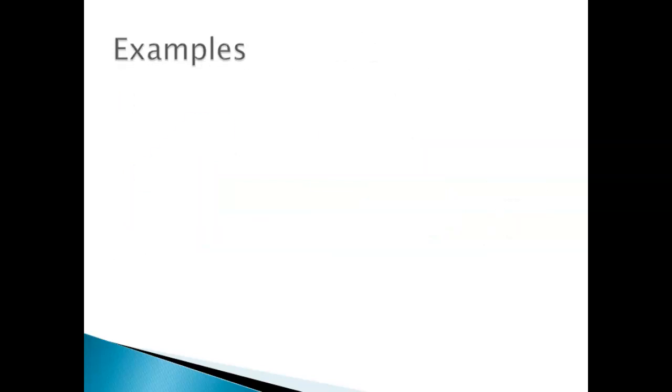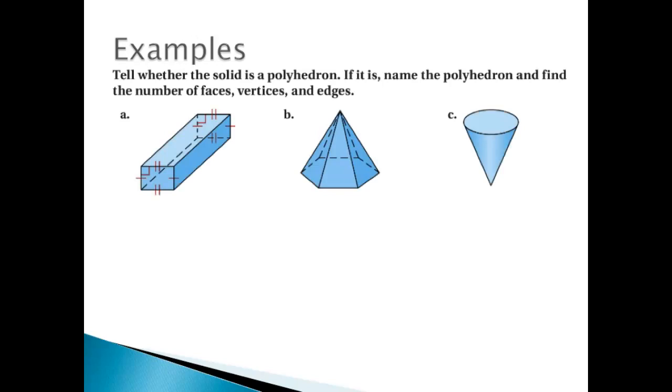Okay, take a look at these examples. Tell whether the solid is a polyhedron. If it is, name the polyhedron and find the number of faces, vertices, and edges. Let's look at the first one. This solid is formed by polygons. It's all rectangles, it looks like. So we would say it is a polyhedron. Now we see that the two bases are congruent rectangles, so we can call it a rectangular prism.